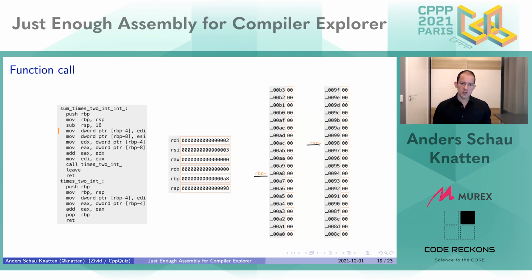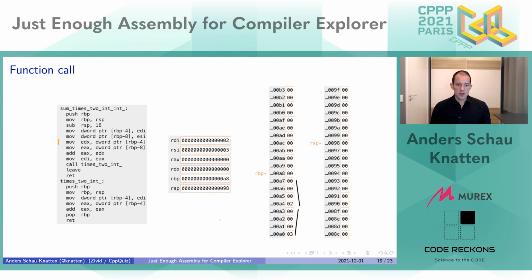And again, whoever called us wanted to use the values 2 and 3 for A and B. So they have put 2 and 3 into RDI and RSI for the first two integer arguments. And again, just like before, GCC is taking the values from EDI and ESI and putting them onto RBP-4 and RBP-8. So if you execute those two lines, we'll have our A and B values over here.